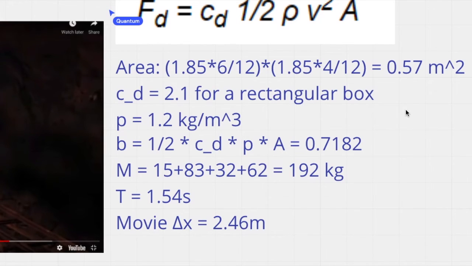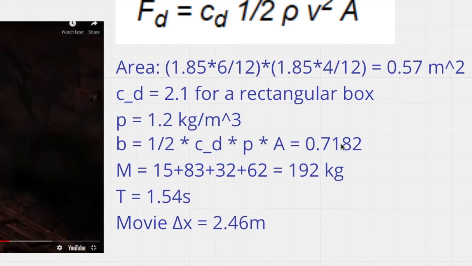And we know that the constant for drag is going to be 2.1 for a rectangular box. So we plug that in the drag coefficient equation below to get 0.718 for the drag coefficient. And the mass of the whole is going to be the mass of the minecart plus the mass of the 3 people inside of it, which we get as 192 kilograms.